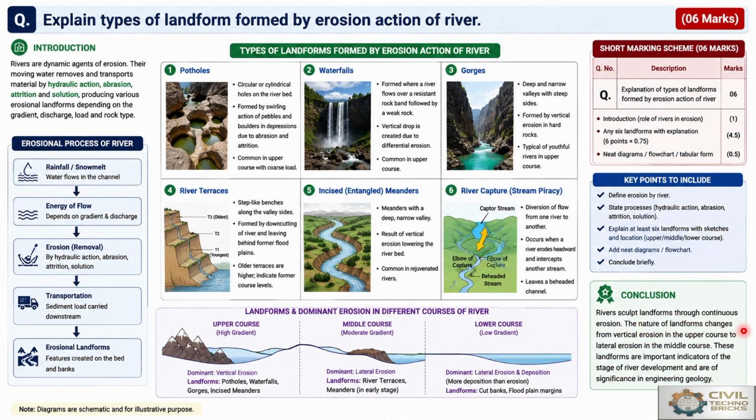The nature of landform changes from vertical erosion in the upper course to lateral erosion in the middle course. These landforms are important indicators of the stage of rivers which develop, and they are of significance from the engineering geology point of view. So here the marking scheme is explained with reference to 6 marks. If that type of question is asked, then you have to go for that type of answer.